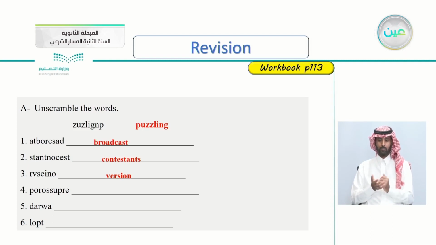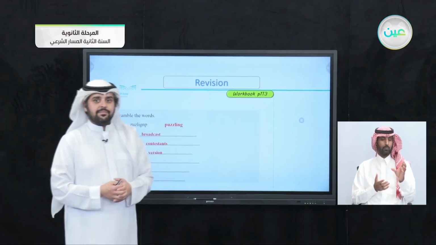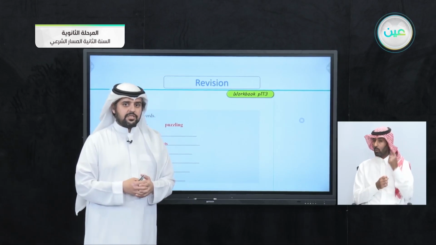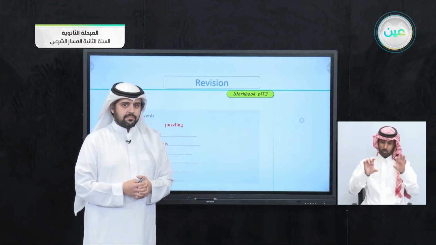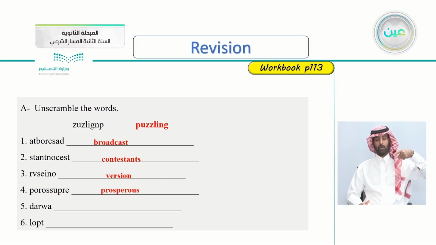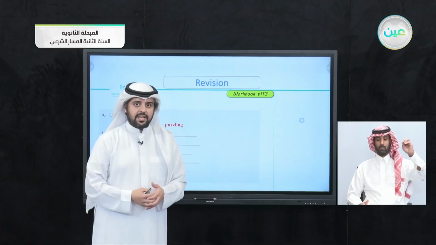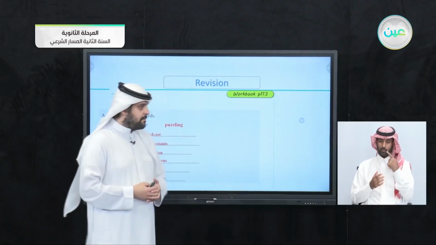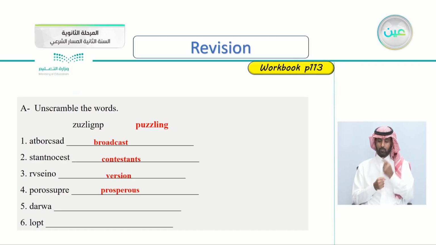P-O-R-O-S-S-U-P-R-E. That's number 4. Can you tell what this word is? Yes, prosperous. The word is prosperous, which is a synonym for thriving. If you say prosperous or thriving, it means doing well.